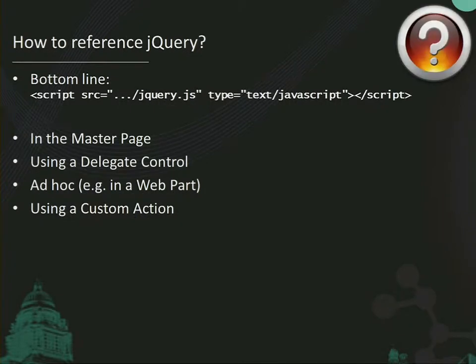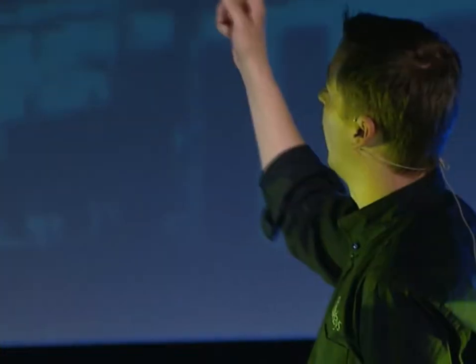Cool. Now, the next thing that I would like to show you, oh, sorry, I forgot one slide. How do you actually reference jQuery? It's just a JavaScript file, so somewhere in your page you need to have the first line that you can see over there. You have a script with a source attribute that points to the jQuery location, and it's a JavaScript file. How do you get that reference in your SharePoint pages? Well, there are probably 4 things that you can do.